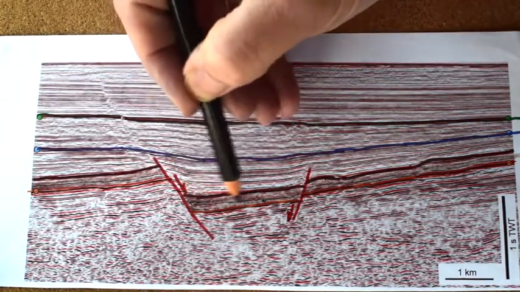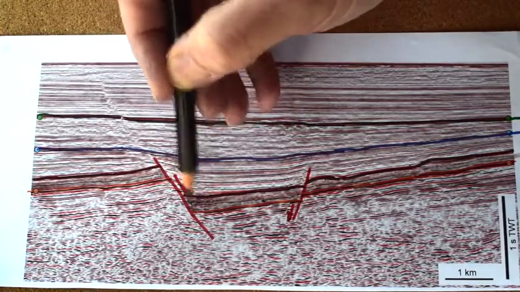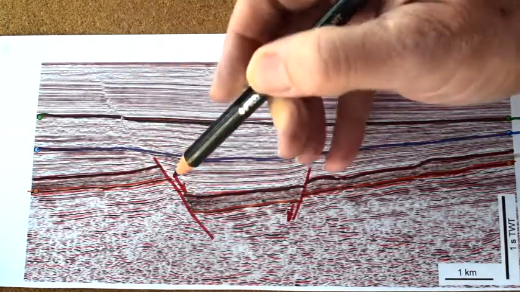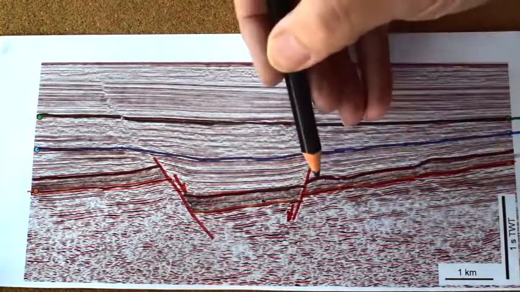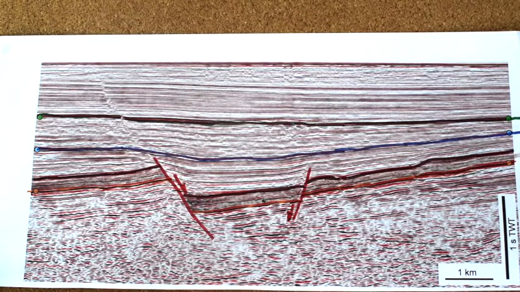So we've now specified how this unit works across that fault, normal fault down throwing to the right, and another normal fault here, dipping left, down throwing to the left. And there is our structural interpretation at depth.